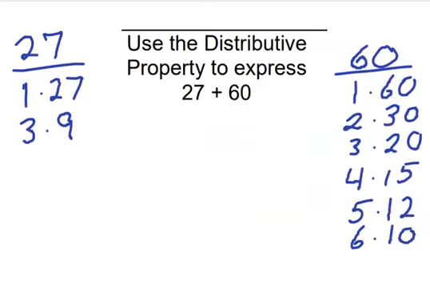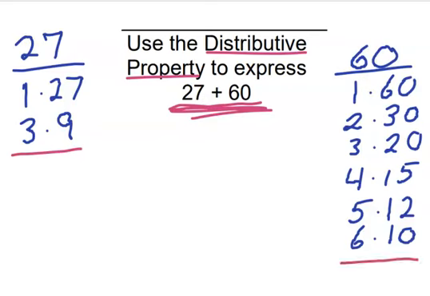Use the distributive property to express 27 plus 60. Well, again, using distributive property means we're going to take a number and factor it out of 27 and 60. So let's find a number that's a factor of both 27 and 60. Here's all the factors of 27. Here's all the factors of 60. There's a lot more for 60 than 27. But what is the biggest number that's in both of those? Well, the answer is 3, right? There's a 3 here and a 3 here. There's not a 9. There's not a 27.